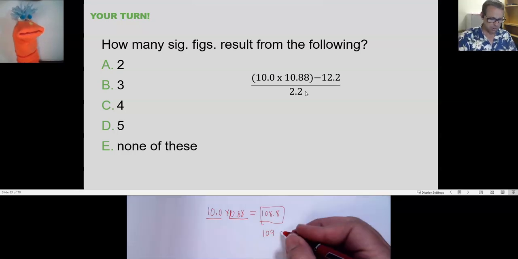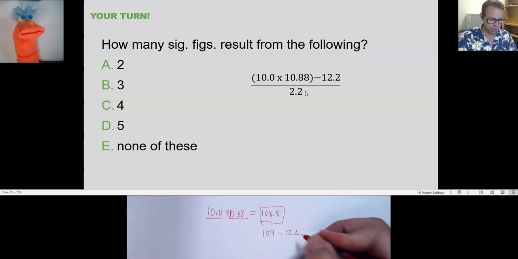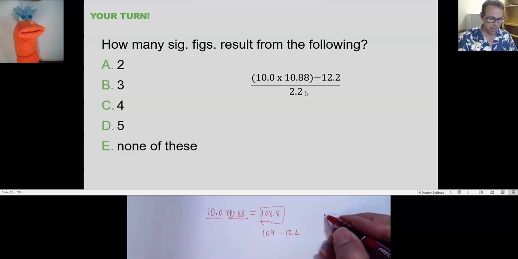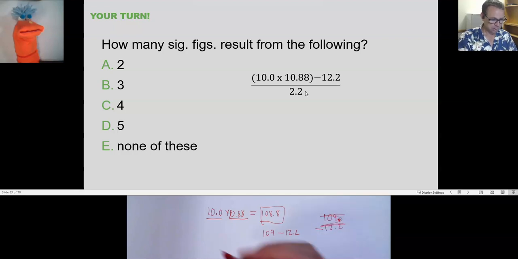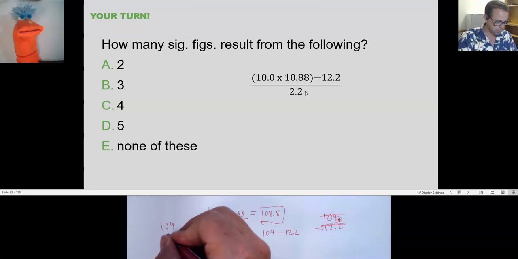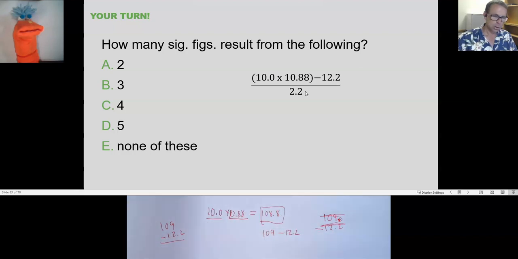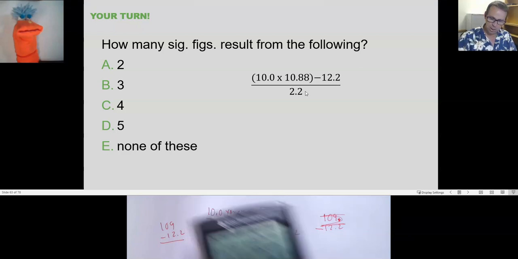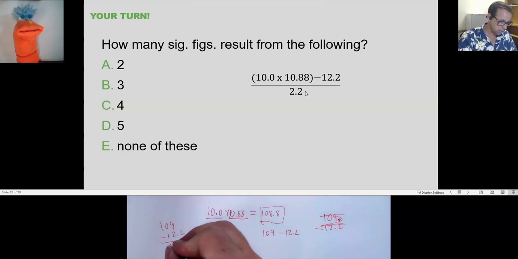Now, the next step is to subtract 12.2. Now I have to do this math and identify the number of significant digits. And again, for subtraction, what I do is addition or subtraction. 109 minus 12.2. All right. Whoops. Try again. Line them up well. 109 minus 12.2. All right. I could put that in my calculator here if I want to. Minimize the number of brain cells I have to use. 96.8. I write that down here.